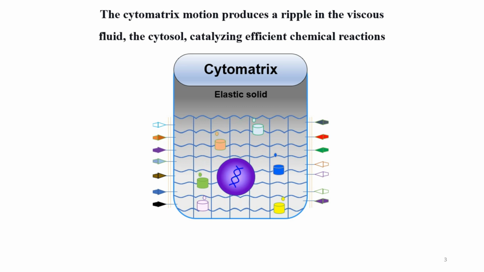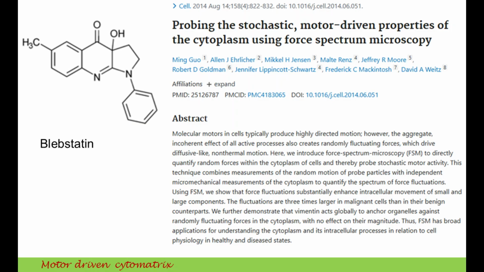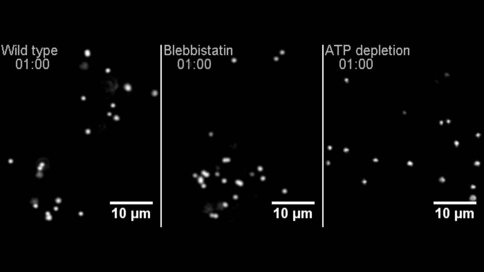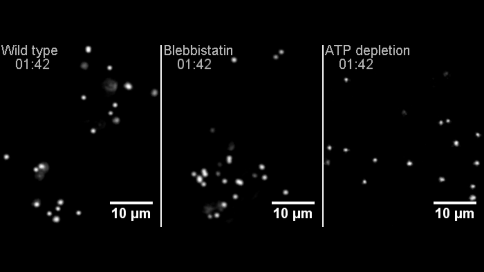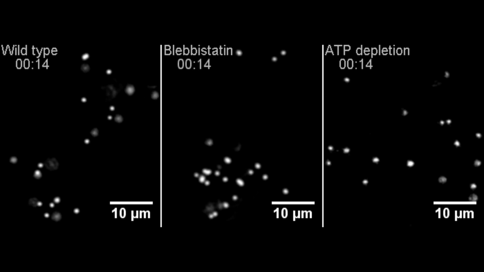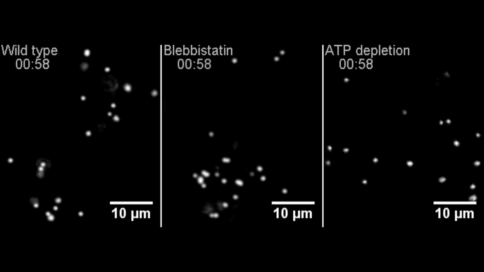Mechanical mixing is replaced by mixing with motor proteins. In this case, the cytoplasm, as a viscoelastic, non-Newtonian fluid, obeys the laws of physics, becoming more fluid under the pressure of motor proteins. However, the incoherent effect of all active processes also creates randomly fluctuating forces, which drive diffusive-like, non-thermal motion. Force spectrum microscopy shows that force fluctuations substantially enhance intracellular movement of small and large components.